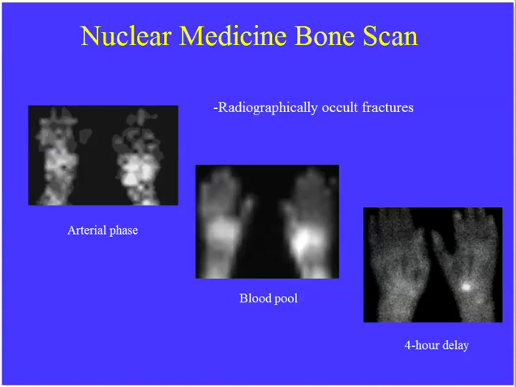And then over the next 2 to 3 minutes, we get a blood pool or a venous phase, and there's increased uptake in this area again. And then we do a delayed scan, typically about 4 hours later. All the activity's out of the soft tissues, now it's in the bone. And we see a radiographically occult scaphoid fracture. So these are the three phases that you'll see: the arterial phase, blood pool phase, and the 4-hour delay.